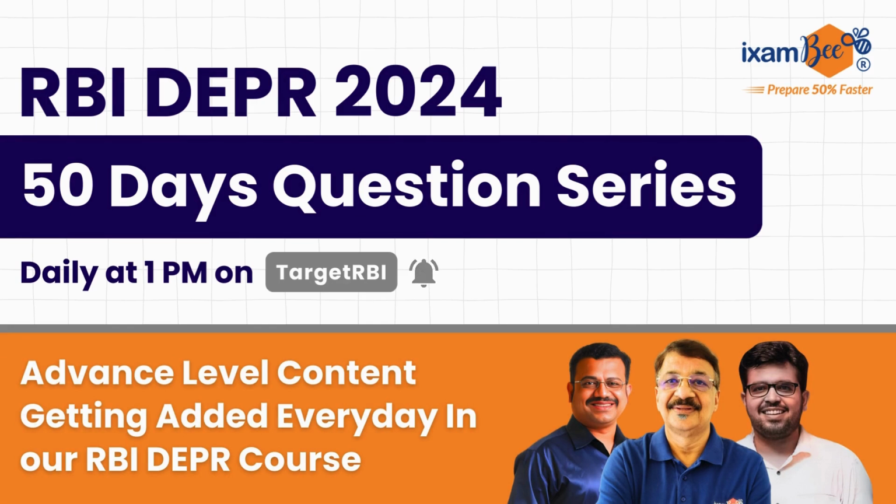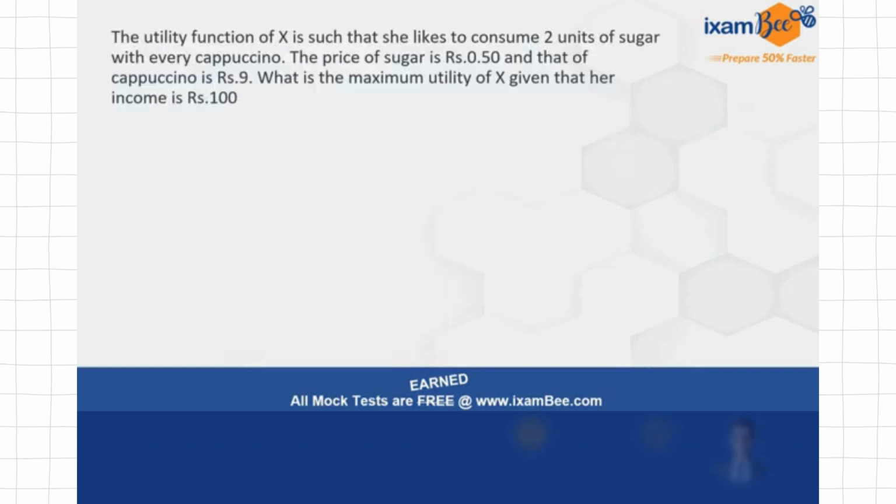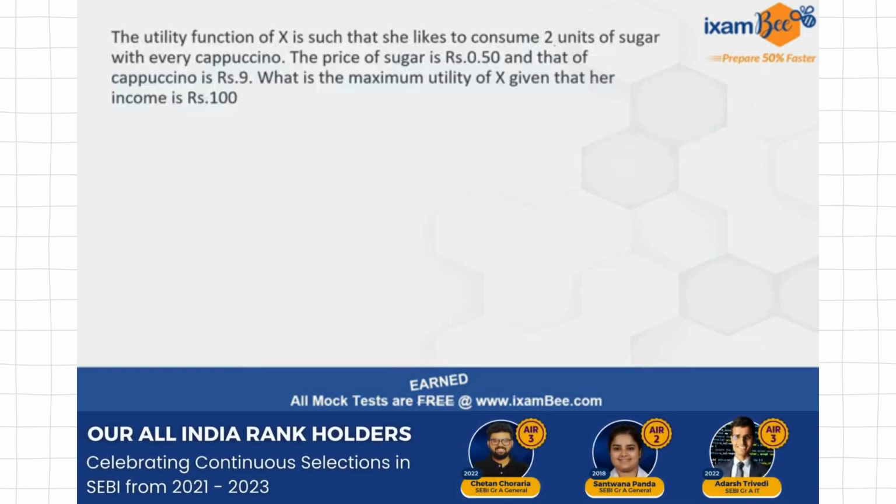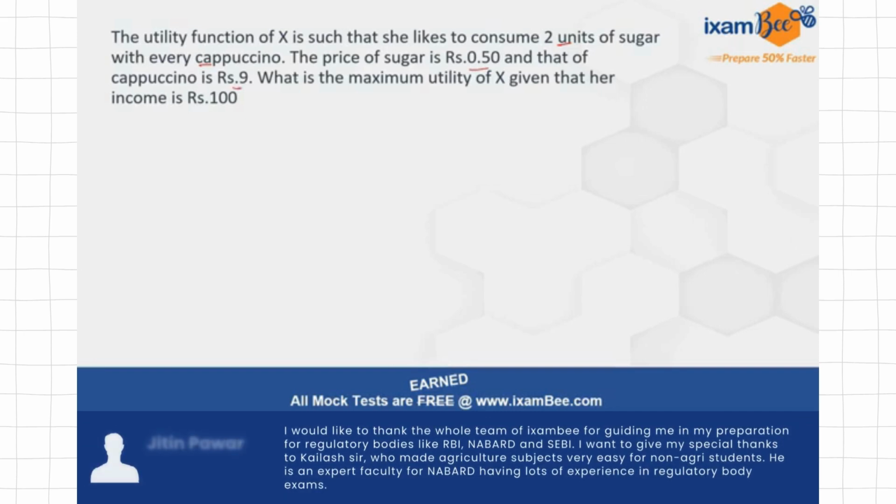Now let's start with the question for the day. The utility function of x is such that she likes to consume 2 units of sugar with every cappuccino. The price of sugar is 0.5 and that of cappuccino is 9. What is the maximum utility of x given that her income is rupees 100? The options are 5, 10, 15, 20, 25.